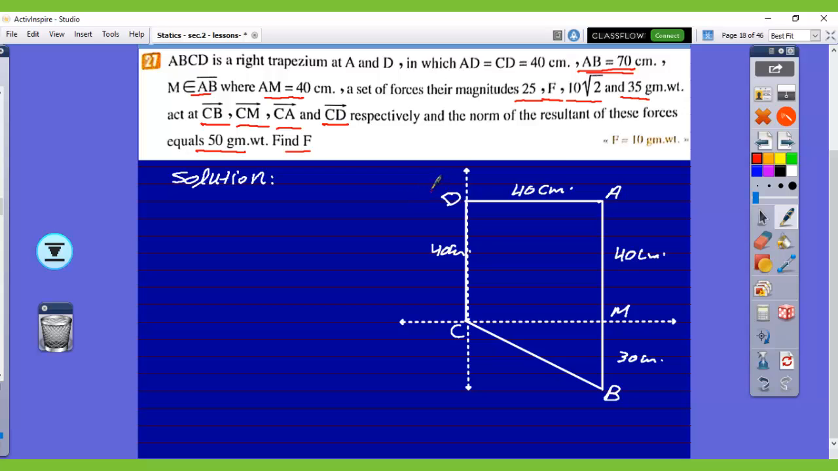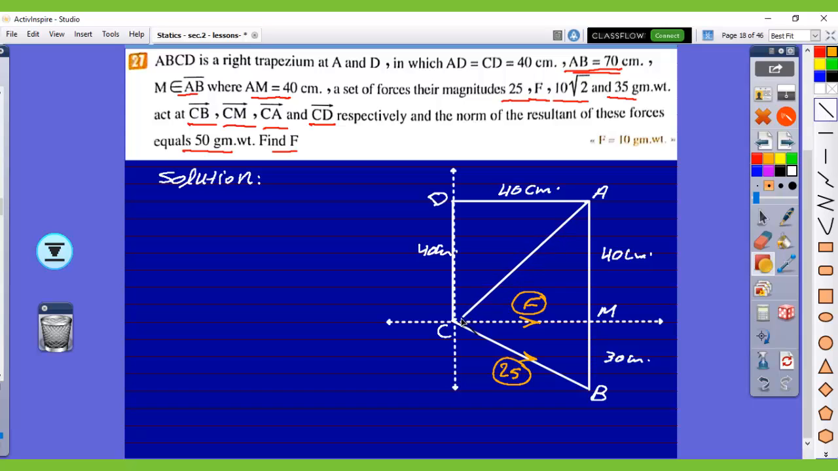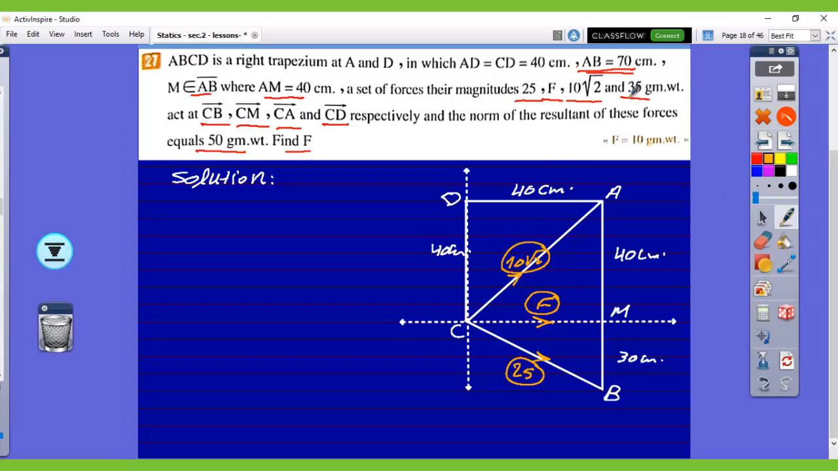So we represent these forces. We put the forces on the figure. We have the force of magnitude 25 in the direction of CB, F in the direction of CM, the force of magnitude 10 root 2 in the direction of CA, and the force 35 in the direction of ray CD. Now, what about the components of these forces?